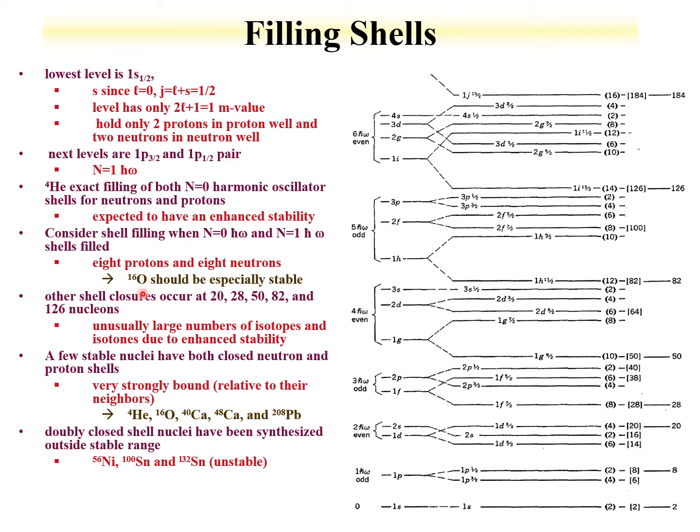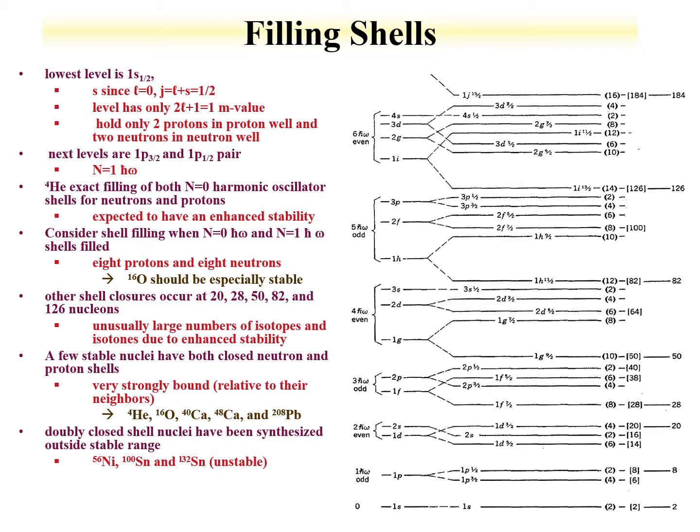So something where I have 8 protons and 8 neutrons, which would describe oxygen-16, should be especially stable from the nuclear component. We see the other shell closures at 20, 28, 50, 82, 126, and then 184. These enhanced stabilities from the magic numbers correlate with these gaps in the shells.